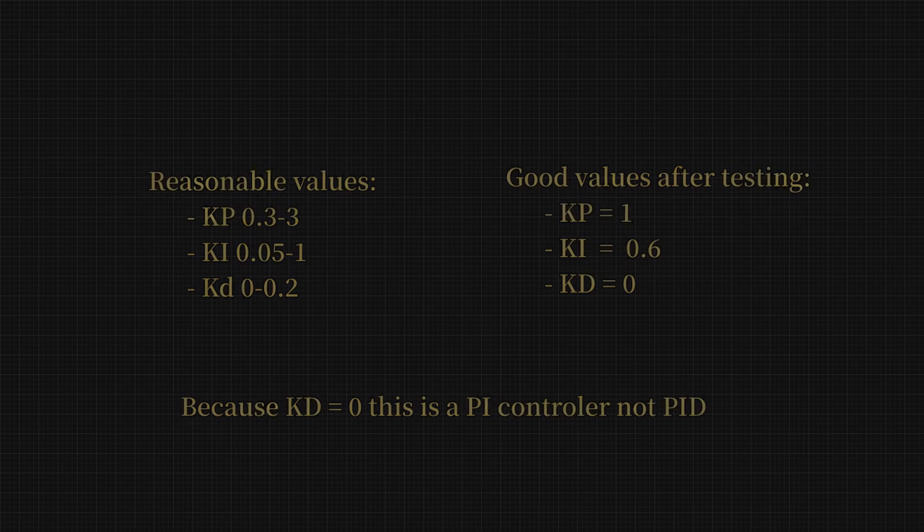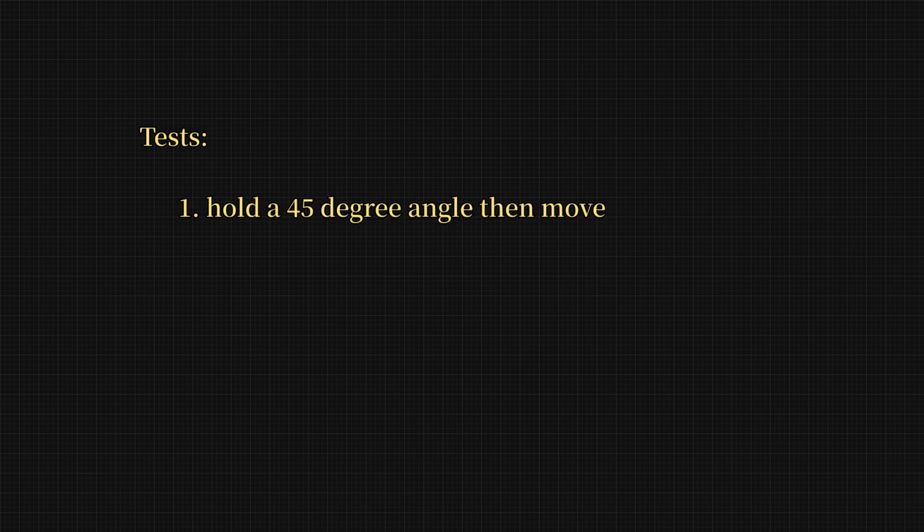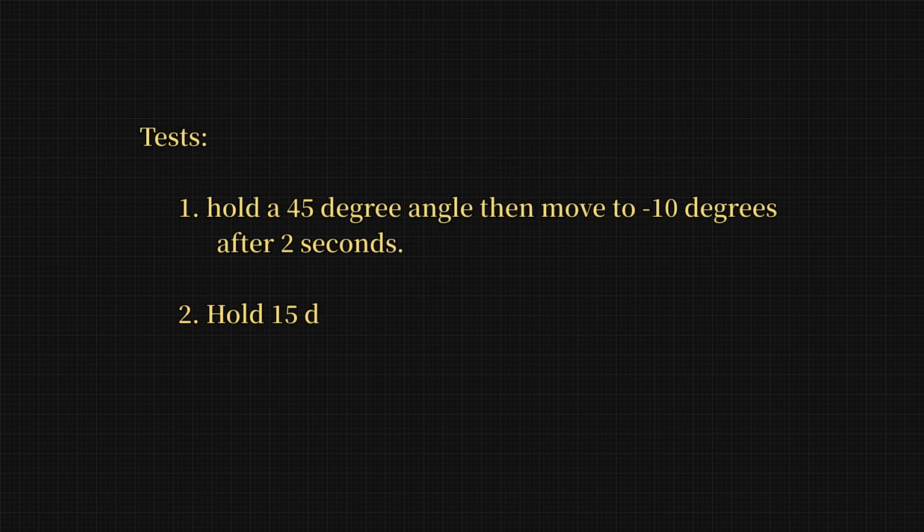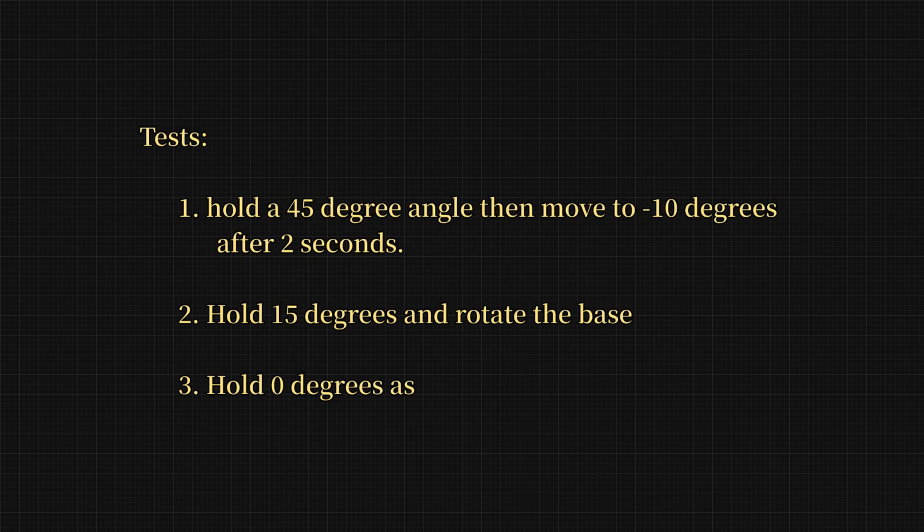We can now finally get into the tests. We will run 3 tests as follows to show the capabilities of the system. First, we will have the fish hold a 45-degree angle on startup, then after 2 seconds move to negative 10 degrees. Secondly, we will try and hold a steady 15 degrees as we rotate the base for the fish and see if the system is able to adapt. Finally, we will hold a straight angle, but I will change the direction and intensity of the airflow, and also push the fish around a little.